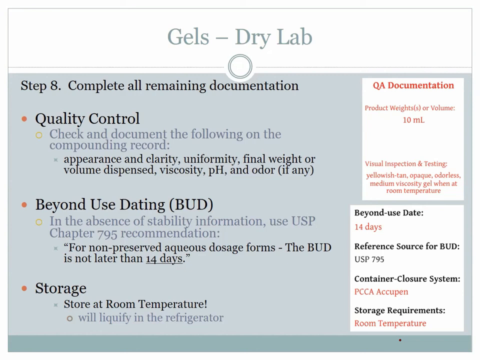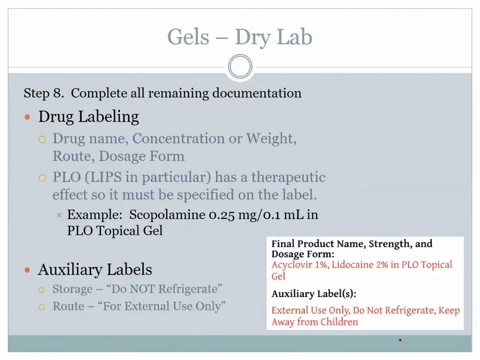So 14 days, remember, we're not adding any extra preservatives. We got all these other ingredients in it. It definitely contains some water in the Poloxamer, which was a hydrogel. So we're going to put 14 days beyond use date since we don't know about the preservatives. And again, this is super important. The storage would be room temperature. Do not refrigerate, okay? So there you have it.